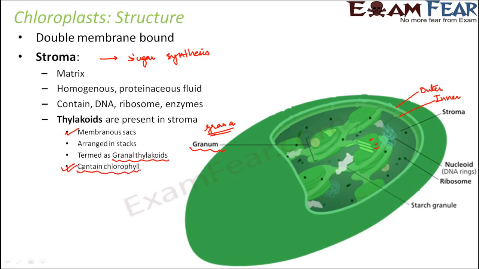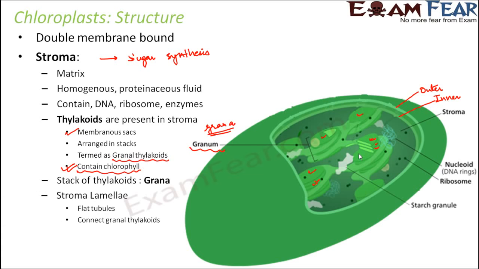So chlorophyll is present in all these structures. These are all thylakoids. There is no chlorophyll in the stroma, but chlorophyll is present in the thylakoids. So all of you should know where exactly in chloroplast chlorophyll is present. Chlorophyll is present in the thylakoids of chloroplast. Now a stack of thylakoids is known as grana, as I mentioned just now.